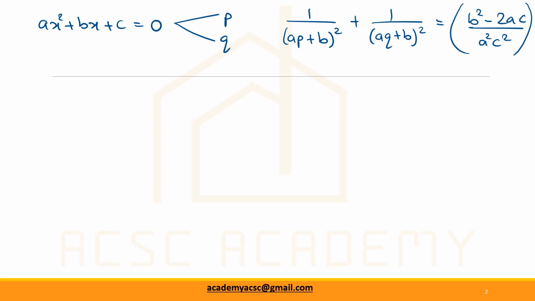The question was that a quadratic equation was given. It was having its roots as P and Q, and we needed to prove that the value of this particular expression is, as it is given over here, b square minus 2ac upon a square c square. So this was a prove-that type of question.